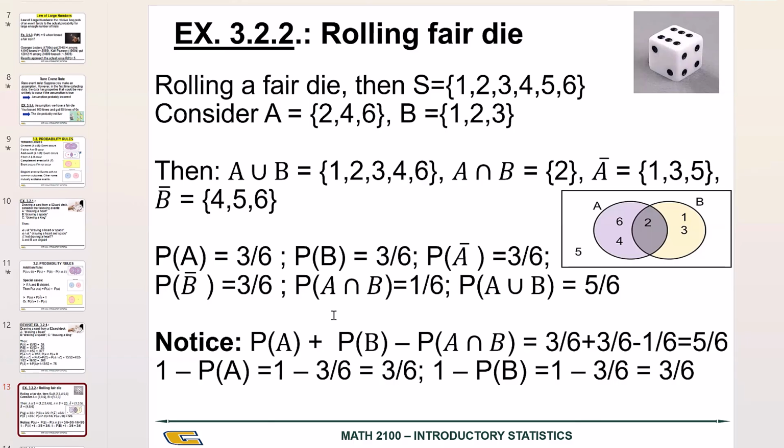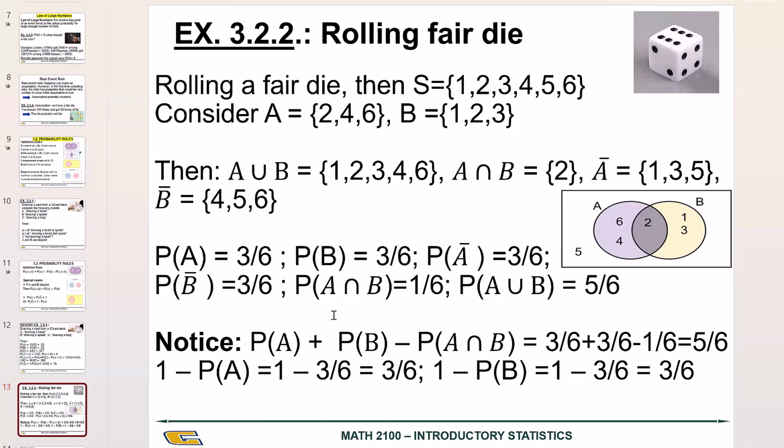But look at the number of outcomes in the event. So for P(A), you have 3 cases, 2, 4, 6, divided by sample space size 6. So P(A) will be 3 over 6. The same for B, 3 over 6, and the same for A bar, 1, 3, 5, which has 3 cases, so 3 over 6. B bar is the same. For A and B, you have 1 case, which is number 2, so the probability will be 1 over 6. A or B will be 5 over 6.